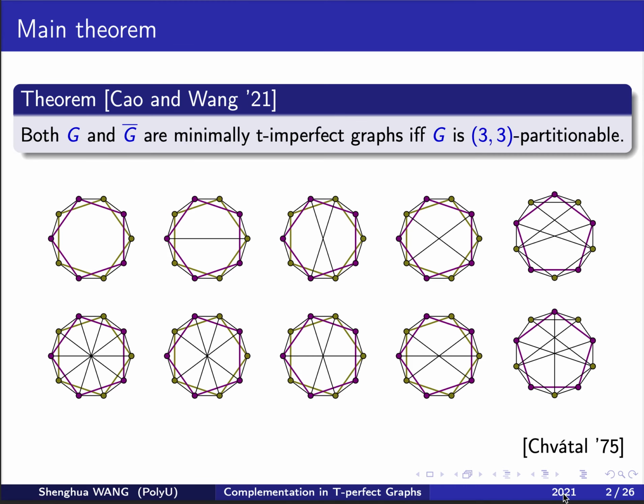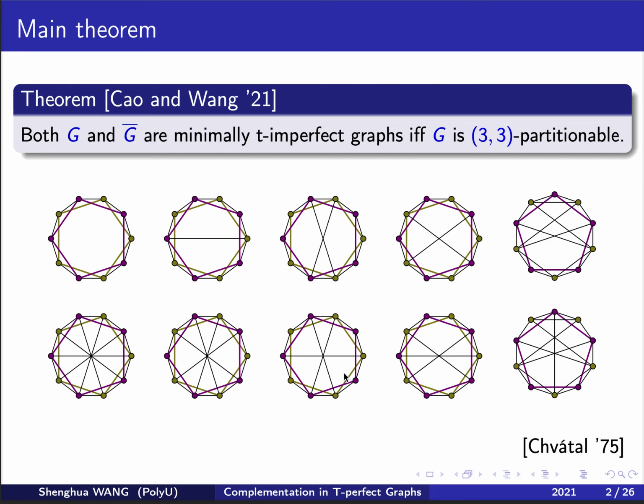At first, I would like to show you the results in this paper. The first result is related to the minimally T-imperfect graphs. All of these 10 graphs here form a graph class called 3-3 partitionable graphs, which is given by Kawata. And Boone and Steen showed that all of these 10 graphs are minimally T-imperfect.